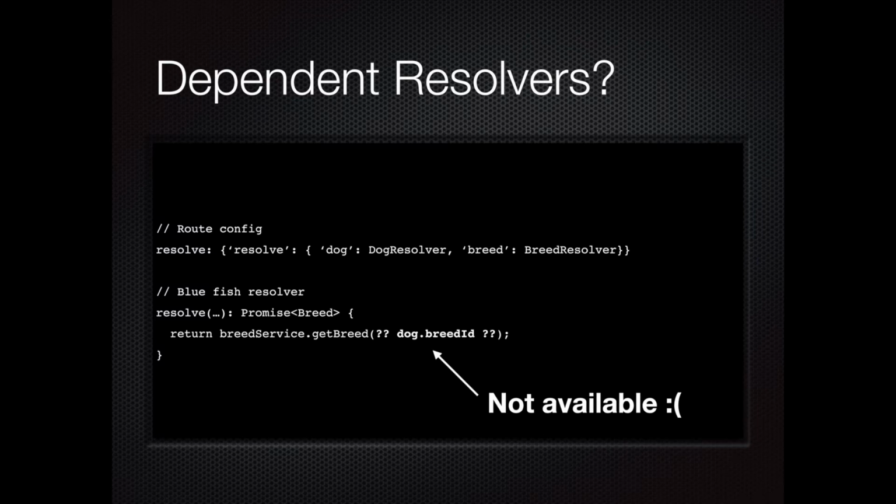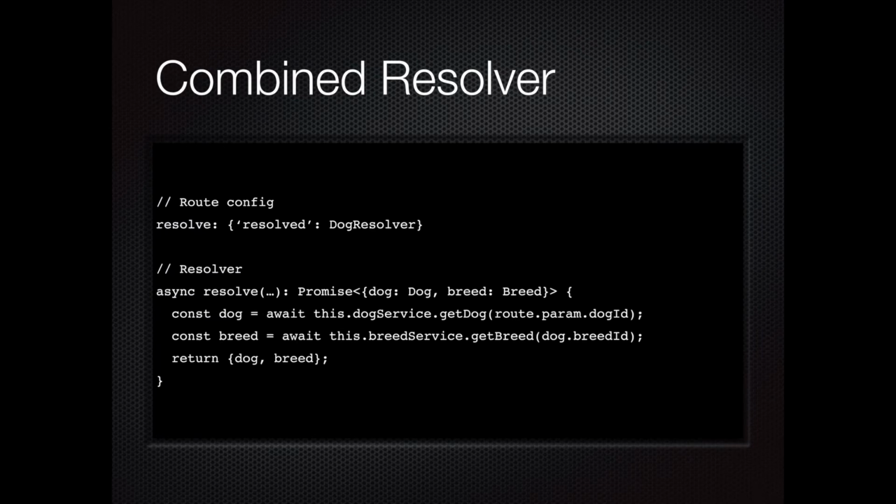So imagine that I want to display some information about both a dog and its breed on the detail page. So first we'd want to get the dog, and then we get the breed ID, and then we pass it to the breed service and get some breed information, except it turns out that this breed resolver can't actually access the dog because these things are completely separate and there's no way to set up a dependency relationship. So the easiest way to handle this is usually to just create a combined resolver. So you can have a single resolver that just sends back a map of data. And this does work really well.